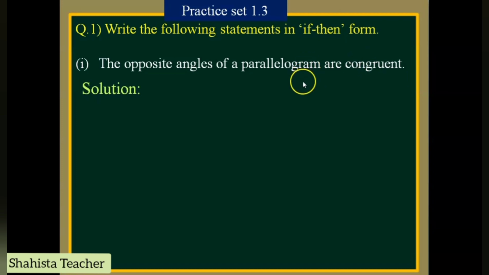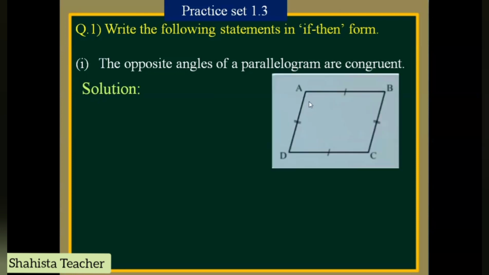So here observe this diagram. This is a quadrilateral, a parallelogram ABCD. Here you can see opposite sides are congruent. A shape whose opposite sides are congruent is known as a parallelogram. Now here AD is congruent with BC and CD is congruent with AB. Side AD is congruent to BC and side AB is congruent to side CD. Is that clear? Now here we will write the solution.